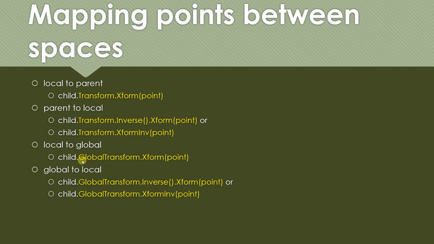Well, you access the global transform property of the node that is local, and then you pass the point to the xform method of that. That's it. How do you do global to local? Well, the opposite of that. Get the global transform, get the inverse of it, and then pass the point to the xform method of that. Or you can take this little shortcut, which is similar to what we did over here.